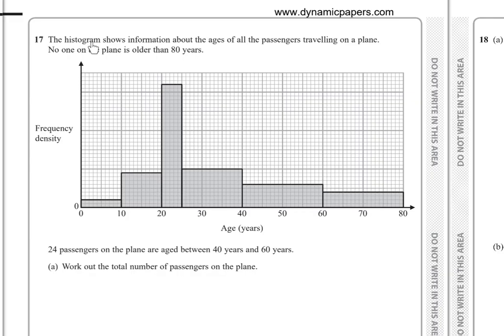17. The histogram shows information about the ages of all the passengers traveling on a plane. No one on the plane is older than 80 years. 24 passengers on the plane are aged between 40 years and 60 years. Work out the total number of passengers on the plane.